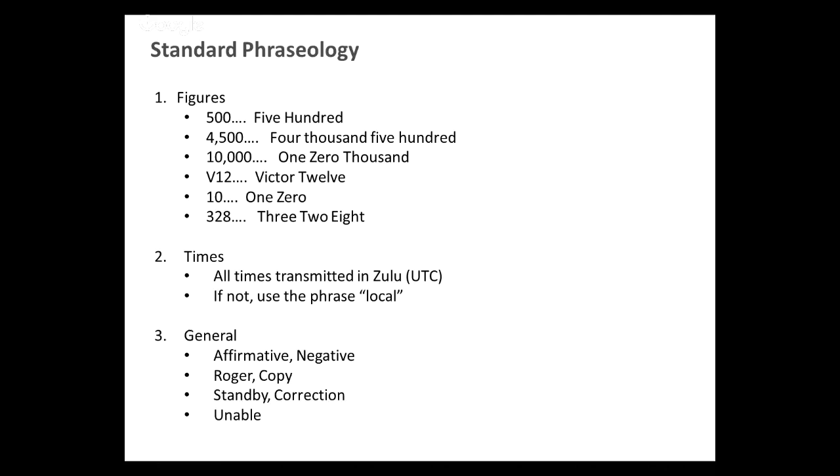So just keep in mind, the terms affirmative and negative are describing your agreement or disagreement with what someone on the frequency is telling you. Roger and copy signify that you've heard and understood that person.